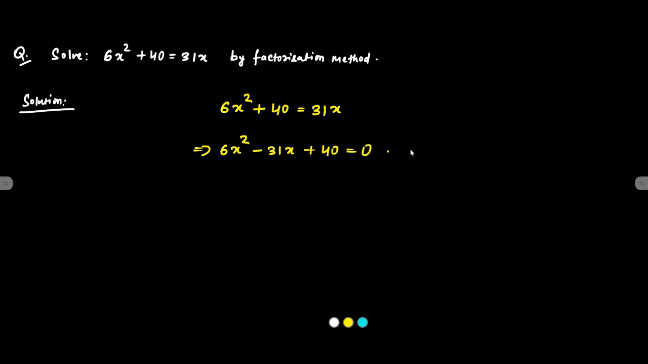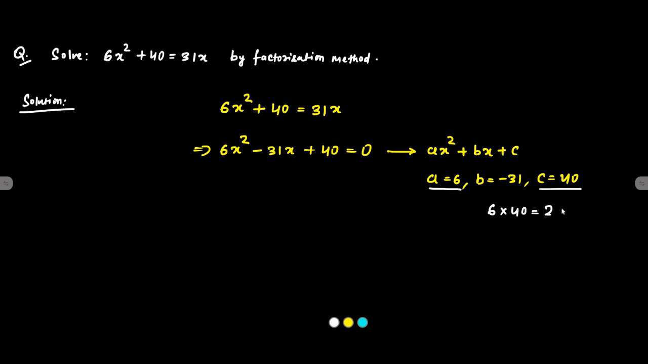Okay, if we compare it with the standard format, ax² + bx + c, a is equal to 6, b is equal to −31, c is equal to 40. Now the product of the two extreme terms, a = 6, c = 40, 6 into 40 is equal to 240. So our objective is to split the middle term −31 in such a way that the product of the two split terms is also equal to 240.